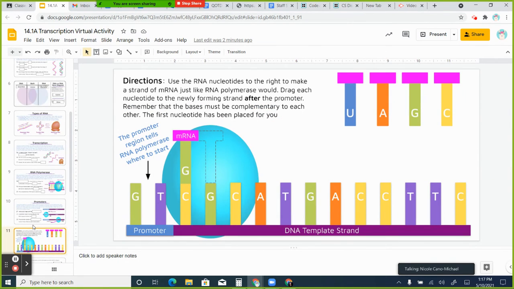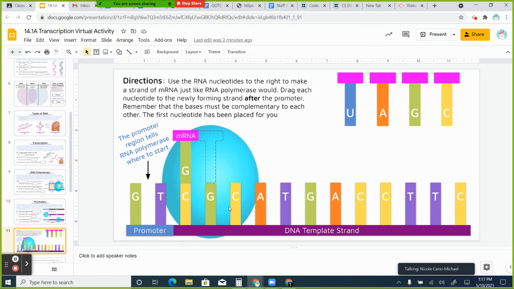Slide number 11 is asking you to construct a strand of mRNA just like the RNA polymerase would do. Drag your nucleotide to the newly forming strand after the promoter. Remember that these bases must be complementary to each other. The first nucleotide has been placed for you.